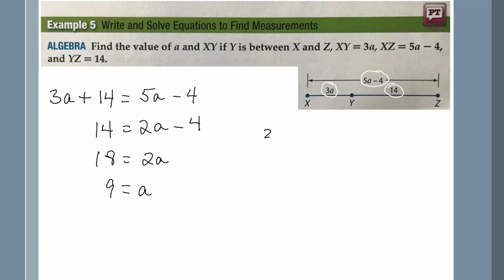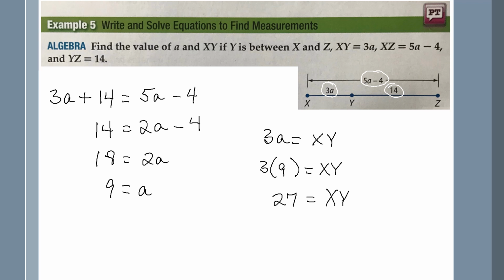Well, 3 times A equals XY. So now I just take A out and put 9 in. 3 times 9 equals XY. And 3 times 9, that's 27, is equal to XY. Now, you might say to yourself, wait a minute, how can that be correct?